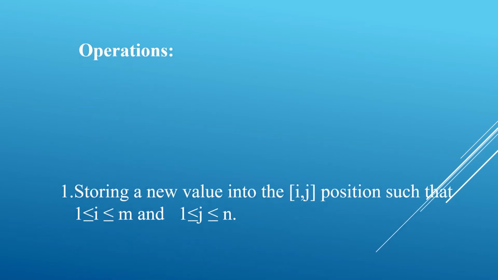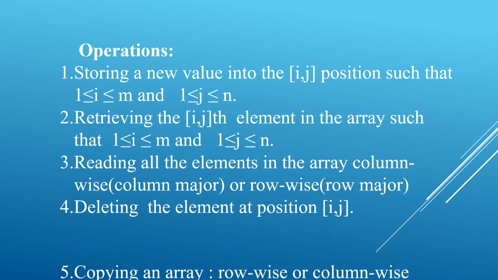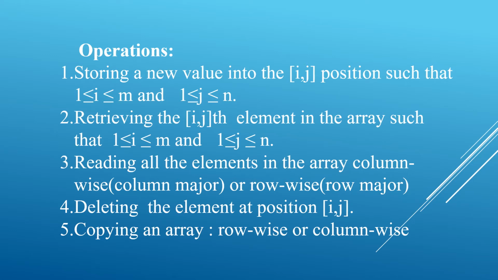Okay, so same with one-dimensional array, we have different operations for two-dimensional array. Now, for our class, we will just discuss the 5 operations for two-dimensional array. Okay, so first operation is storing a new value into the ith position such that the i's values are from 1 to m. So that means from 1 up to the size of the row, or the number of rows of the array. And then the j pertains to values from 1 to n, where our n is the number of columns.